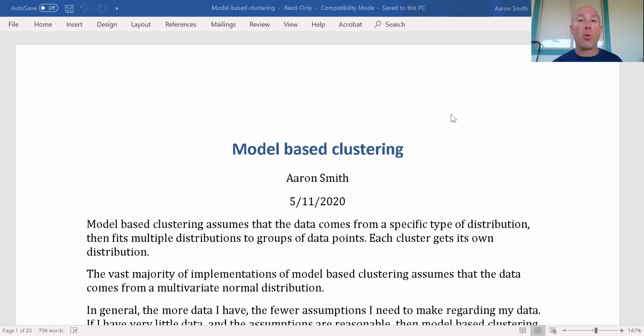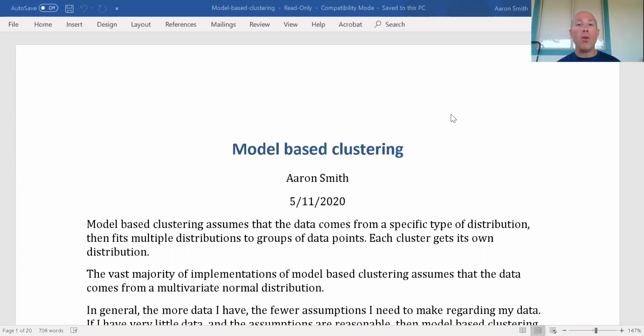The vast majority of these implementations are for the multivariate normal distribution. If you don't remember the multivariate normal distribution, go ahead and check that out. That's important. You're going to need to understand it for this one. The parameters for a multivariate normal are the center, or the mean, and the covariance matrices. Those two things determine all the properties of a multivariate normal distribution.